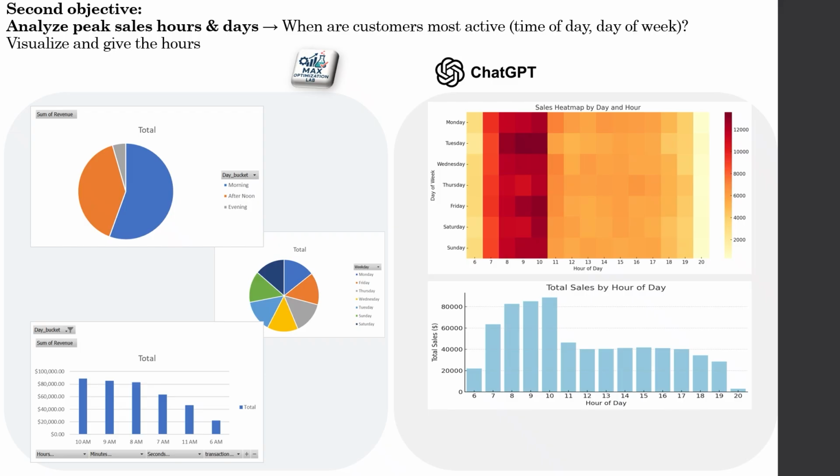I really like the heat map. It's so hard to create a heat map in Excel, but ChatGPT does this in a few seconds. And this is very helpful and informative. So I'm gonna give it a plus or a bonus mark for this creation. Let's move on to the third task.